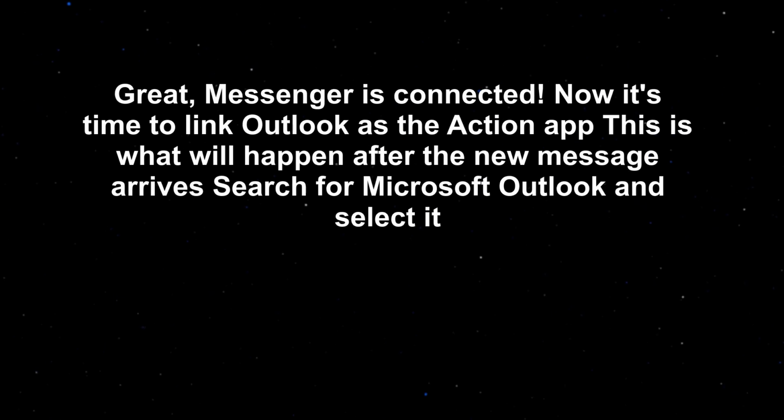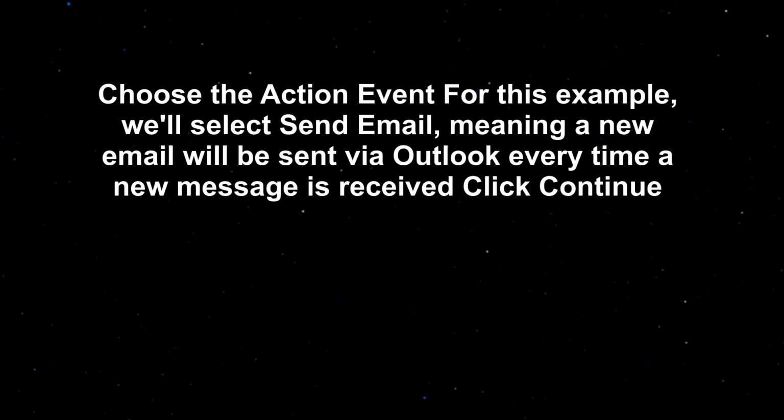Great! Messenger is connected. Now it's time to link Outlook as the action app. This is what will happen after the new message arrives. Search for Microsoft Outlook and select it. Choose the action event. For this example, we'll select Send Email, meaning a new email will be sent via Outlook every time a new message is received.